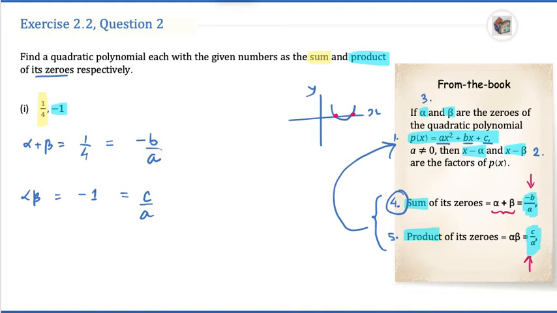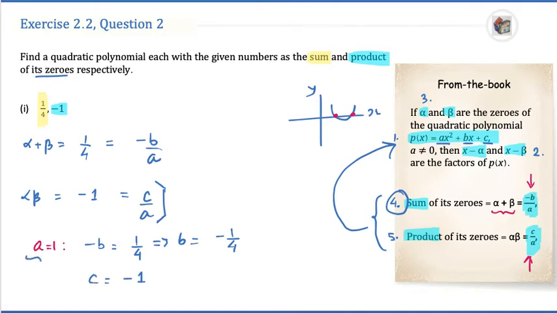Here, just be very careful. Everything really depends on a. If a is equal to 1, and I'm just randomly taking a value, then minus b by 1 will be equal to 1 by 4, and therefore the value of minus b will be 1 by 4. So when you try to find b, it's going to be minus 1 by 4. Similarly, for the same value of a as 1, what will c be? Put a equal to 1 in this, and you will have c upon 1 is equal to minus 1. So overall, c is minus 1.